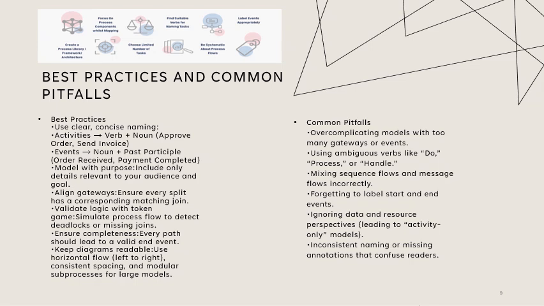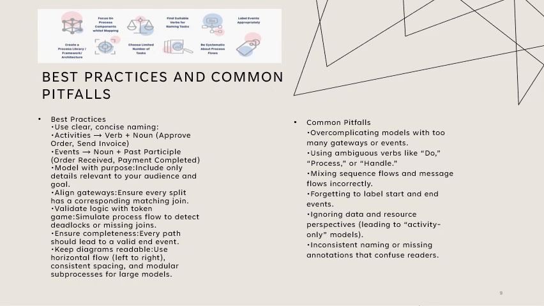Next, always model with a purpose. If your goal is to communicate with management, keep the model simple. If it's for automation and more technical details, be clear with the technical details. Align your gateways. For every decision split, there should be a matching join. And before finalizing the model, perform the token game. Mentally walk through the process as if tokens move along the flows. This helps to catch deadlocks, bottlenecks, or parts that never end.